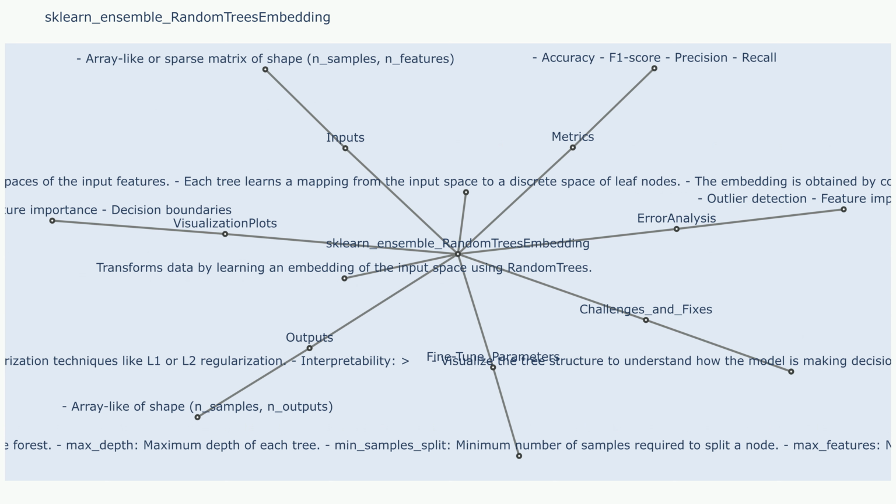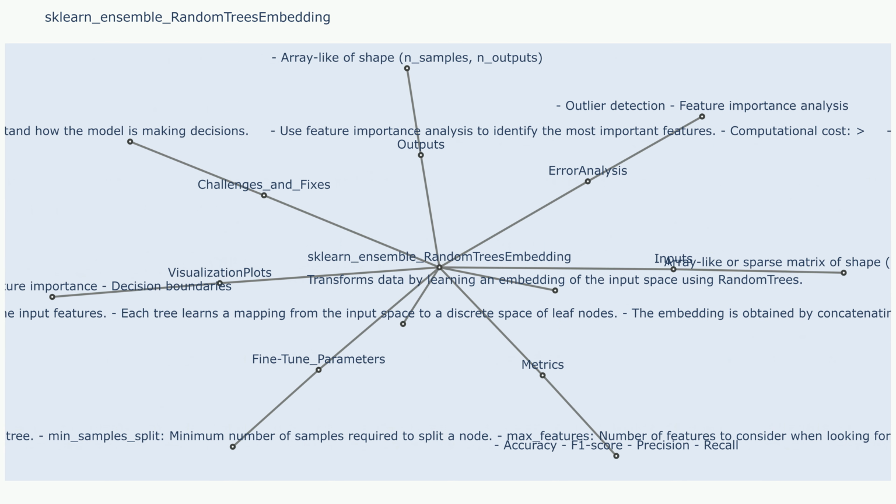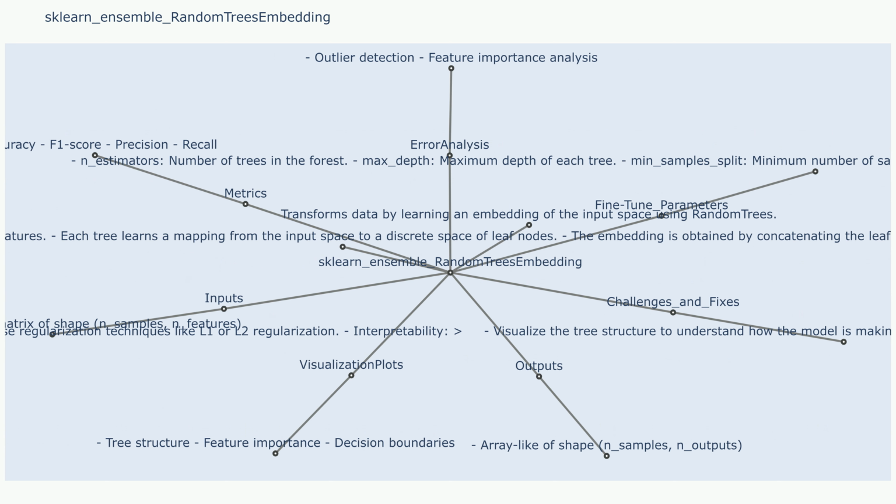Inputs. Input 1: X. This is the input data, which should be a 2D array of shape (n_samples, n_features). Input 2: y. This is the target variable, which is only used if the sparse_output parameter is set to False. It should be a 1D array of shape (n_samples).